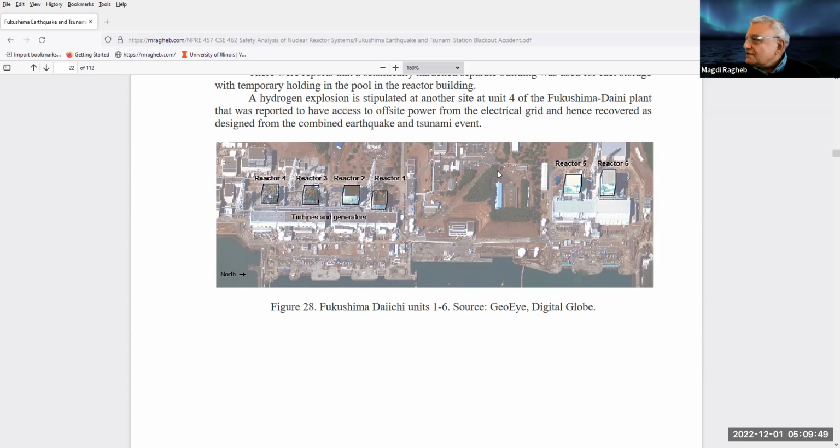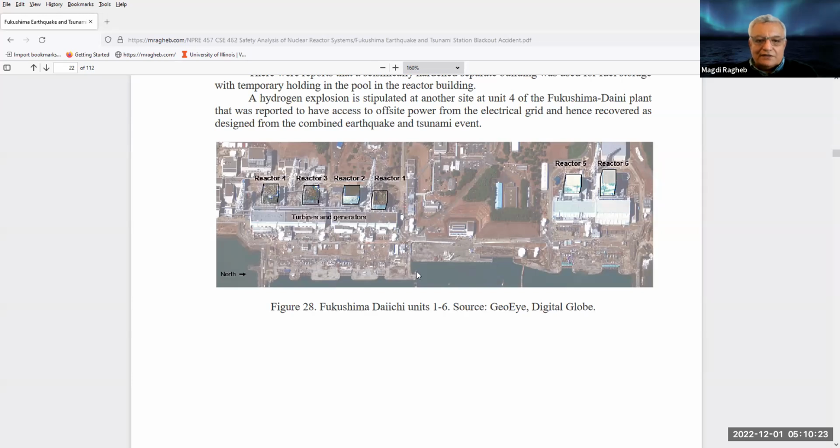Some explosions are identified as being hydrogen explosions, but I'll show you that one of them, particularly in unit number 3, was closer to being a steam explosion. In fact, initially a criticality accident, then turned into a steam explosion, from the point that I'm going to try to make. Notice that units 5 and 6 were not in operation, and they were not affected whatsoever by the accident.